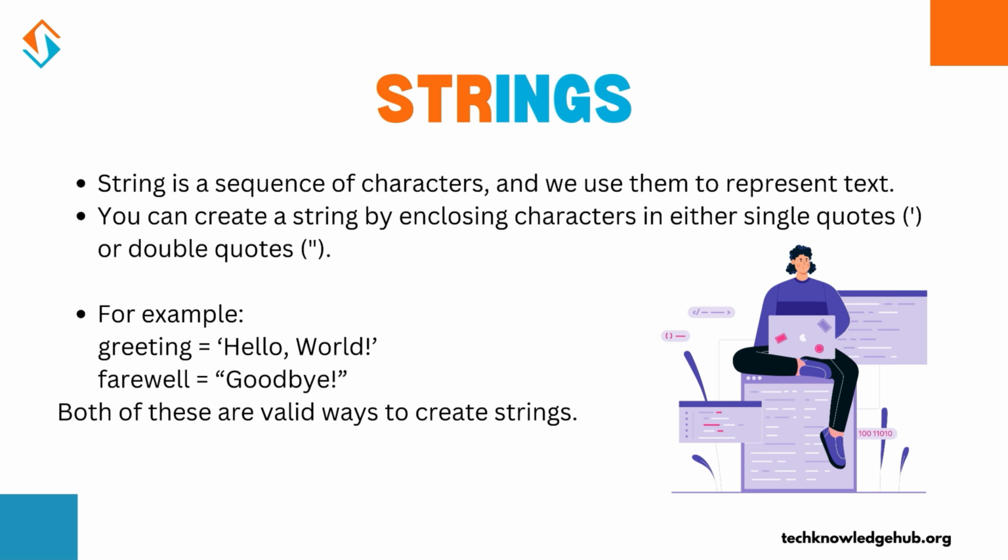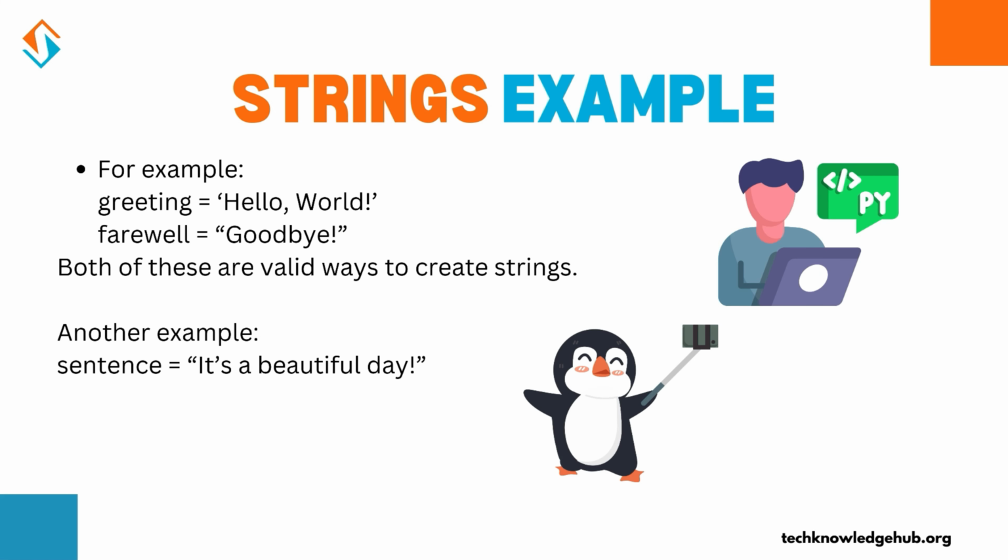What are strings? In Python, a string is a sequence of characters and we use them to represent text. You can create a string by enclosing characters in either single quotes or double quotes. Both of these work the same way in Python and you can choose whichever you prefer. Here's an example using single quotes. greeting equal to 'hello world'. Using double quotes, farewell equal to "goodbye". Both of these are valid ways to create strings.